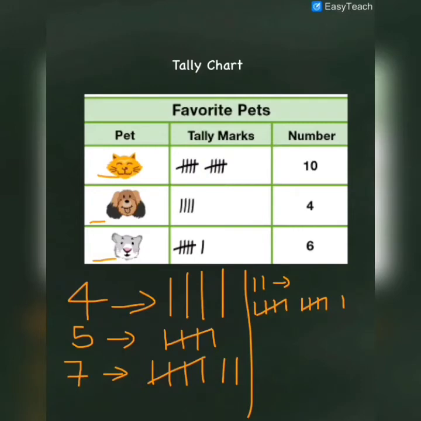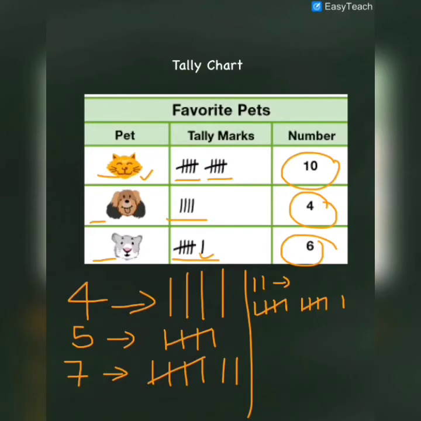So the number of this dog is 10. So you have seen they've counted 10. The number of this specific dog is 4. You have seen they've counted 4 by drawing straight lines, 4 straight lines, and this cat is 6. So you've seen they have counted 6 by drawing 5 lines and then 1 line. So this is 6. So that's it with tally chart.